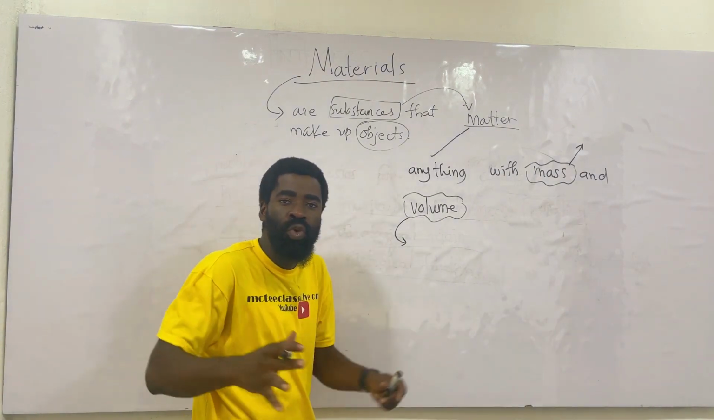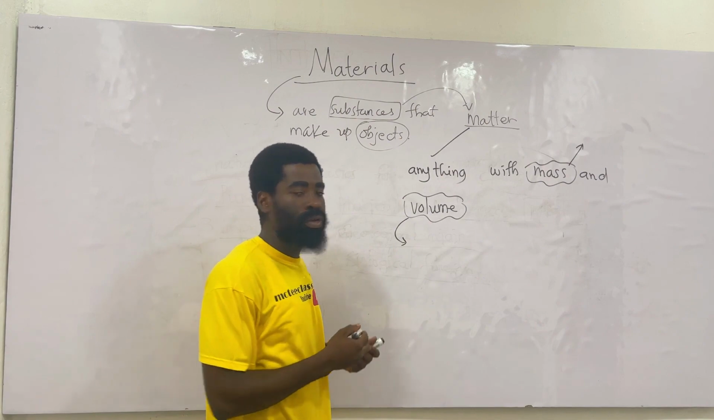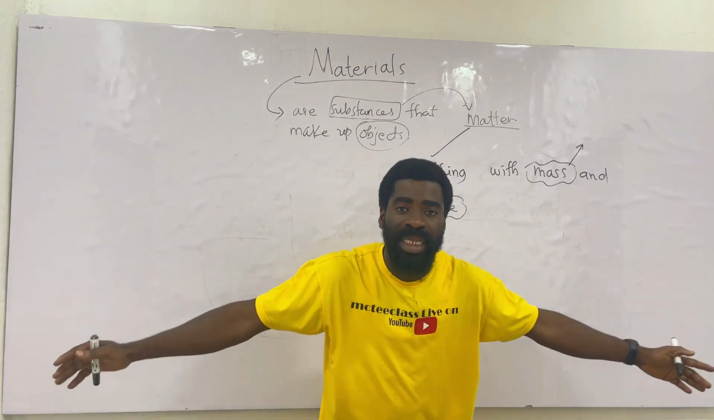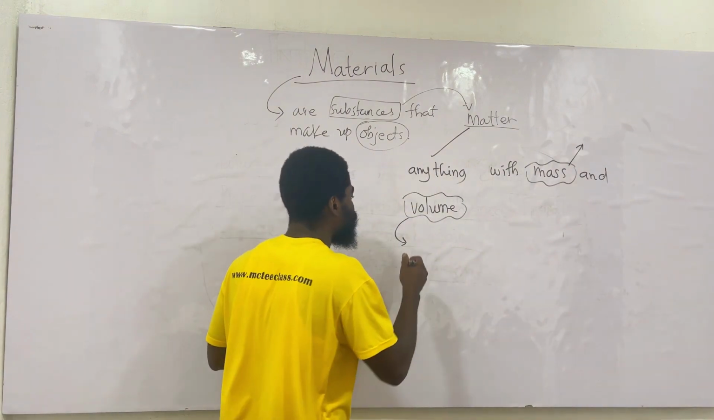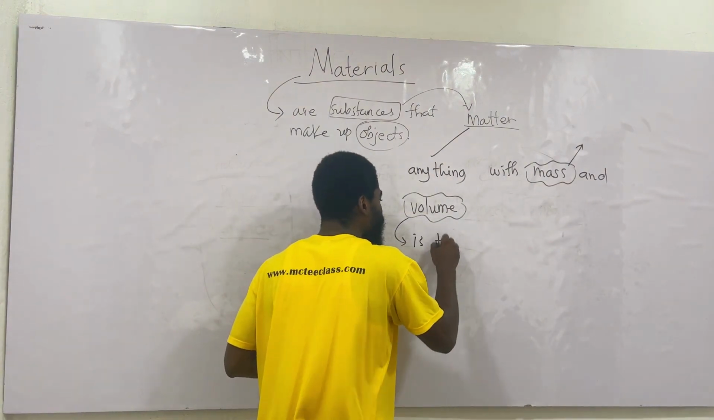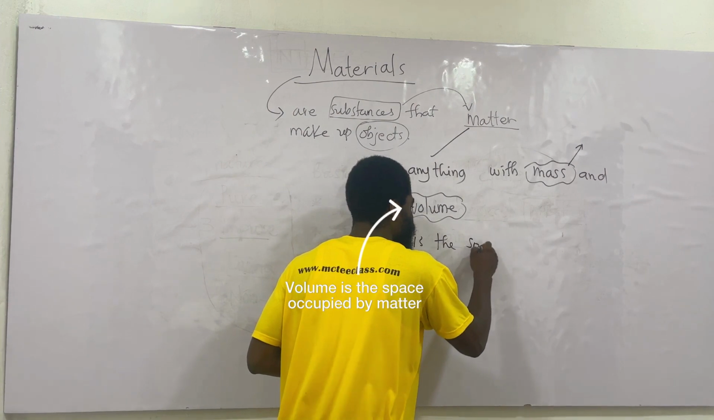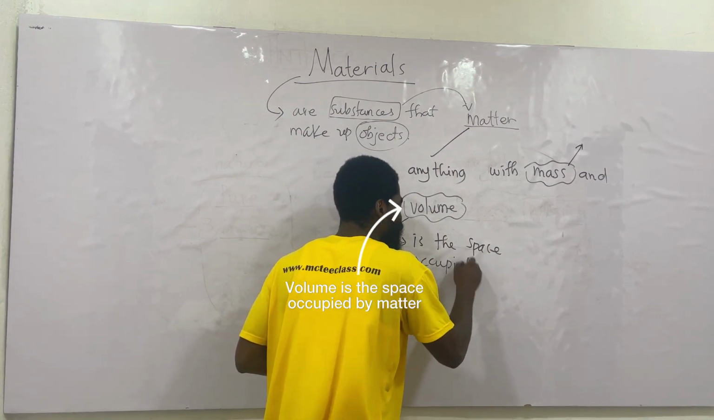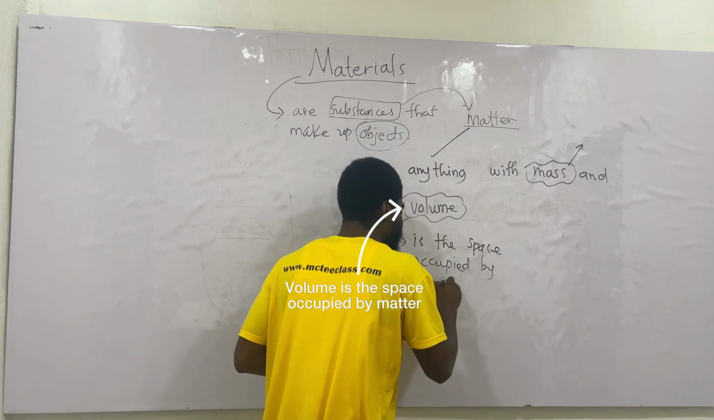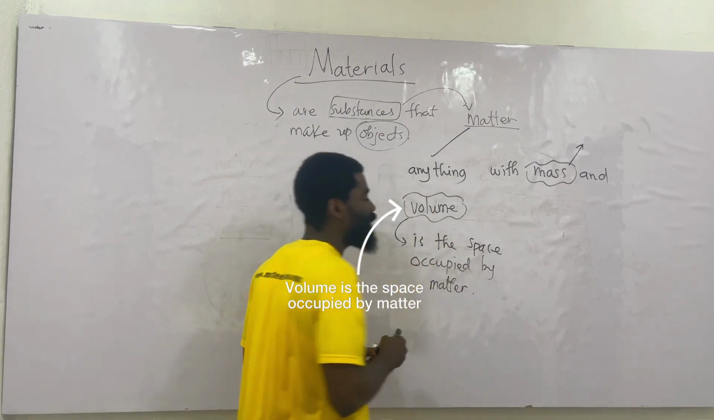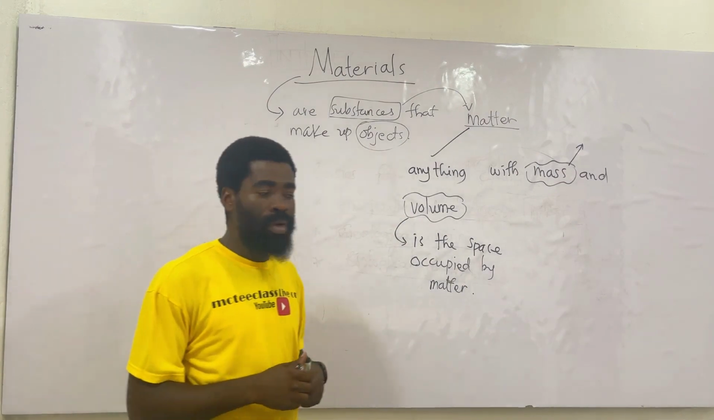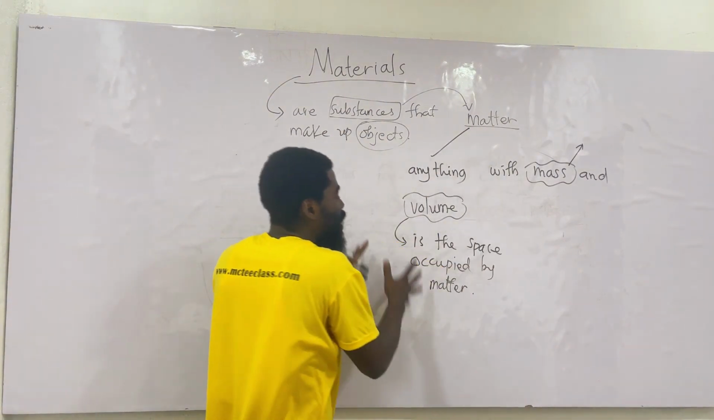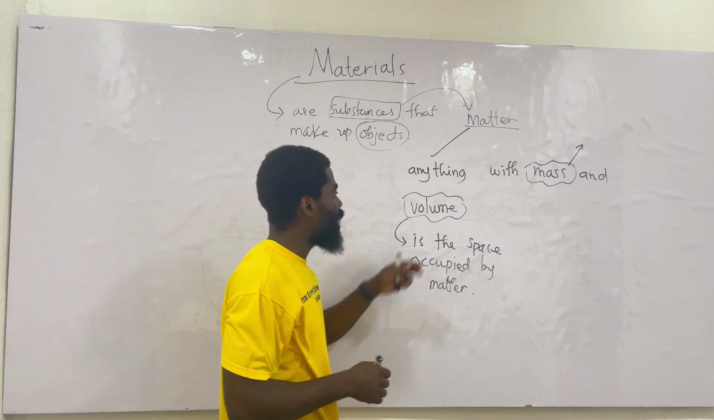Now, the space you occupy is called what? Volume. So others will define matter as anything that has mass and occupies what? Space. So volume is the space occupied by matter. The space occupied by matter is referred to as what? As its volume. So I have an object, and I put the object, and it occupies a space. That object is what? It is matter.